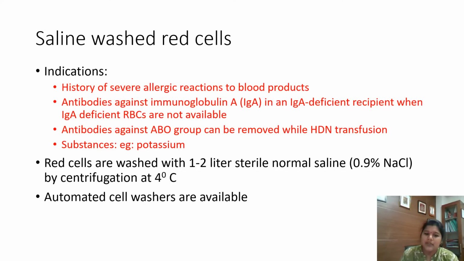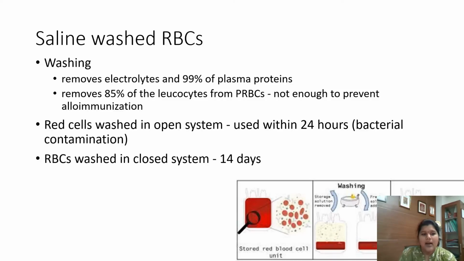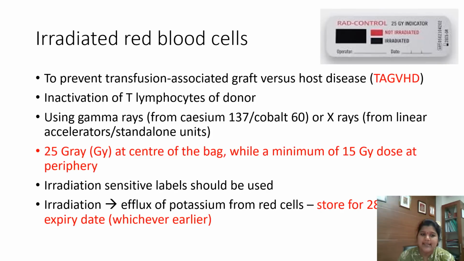The red cells are washed with 1 to 2 liters of saline, that is 0.9% sodium chloride, by centrifuging at 4 degrees centigrade. There are automated red cell washers also available. Washing has two main features. One, it removes the electrolytes, as we saw about potassium previously, and it removes the plasma proteins also, that is all the antibodies, etc. It also removes 85% of leukocytes from the PRCs, but this removal is not sufficient to prevent alloimmunization. If the red cell is washed in an open system, use within 24 hours. If it is washed in a closed system, we can use up to 14 days.